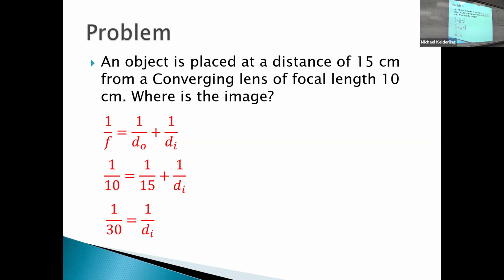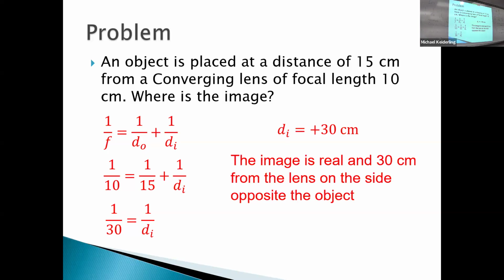So we subtract 1/15 from 1/10 and we get 1/30. So DI equals 30 centimeters. The image is real, 30 centimeters from the lens on the side opposite the object, and it will be inverted.